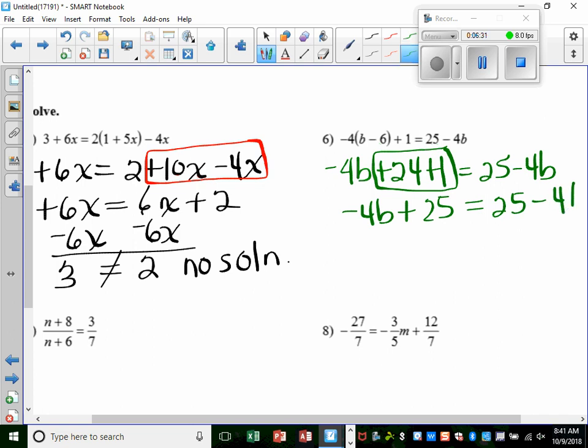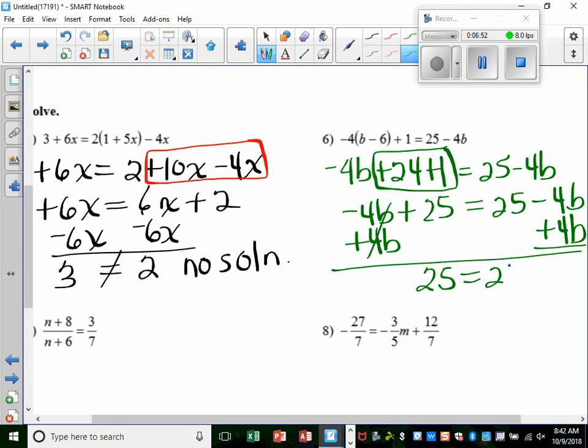And if you haven't noticed yet, they already are the same on both sides, because one says negative 4b plus 25, the other one says 25 minus 4b. But let's say you didn't notice that and you went on and got rid of the b's. You're going to see they cancel out on each side, and you end up with 25 equals 25, which is a true statement. So that will be all reals.